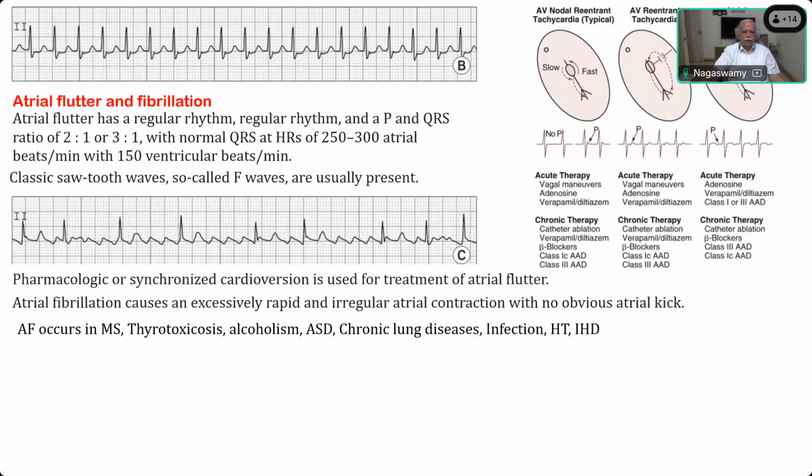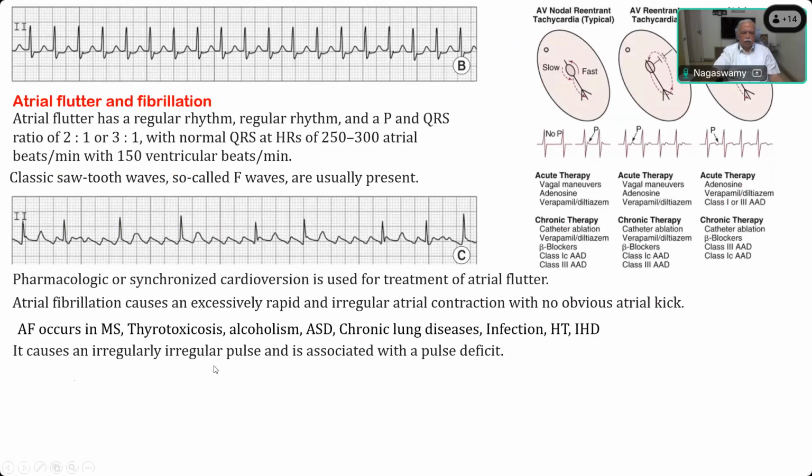And atrial fibrillation is excessively rapid, all of you know, and it can happen because of so many causes. Mitral stenosis is the commonest pathology that we come across, then thyrotoxicosis, alcoholism, already present ASD, COPD patients, infection, hypertension, ischemic heart disease. These are all the causes for atrial fibrillation to occur. So if you are dealing with a patient with thyrotoxicosis, you have to anticipate AF. And similarly, COPD patients suddenly can develop AF. Or a known ischemic hypertensive patient, you have to anticipate AF.